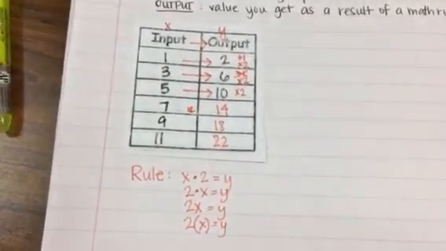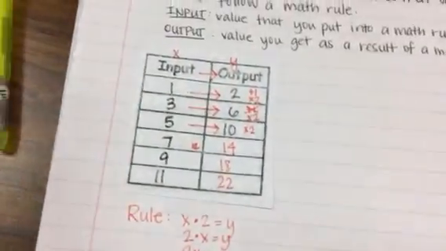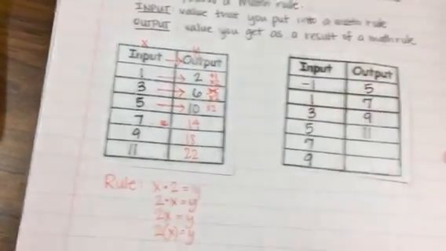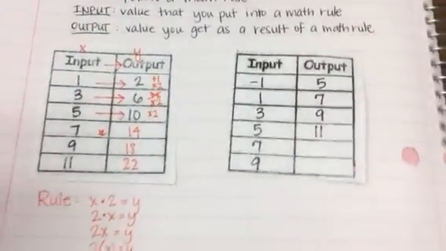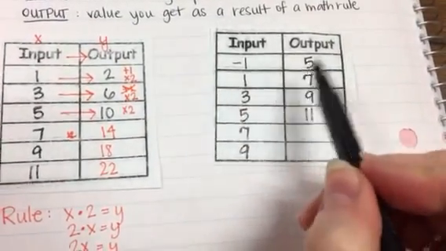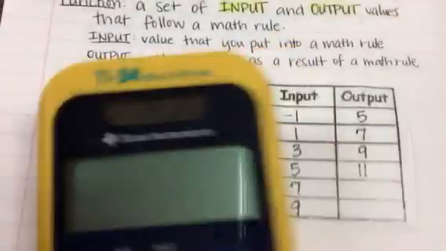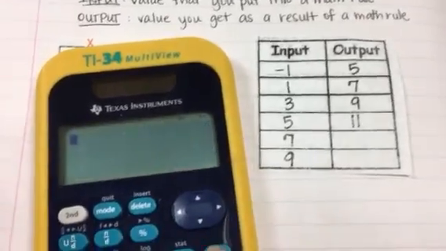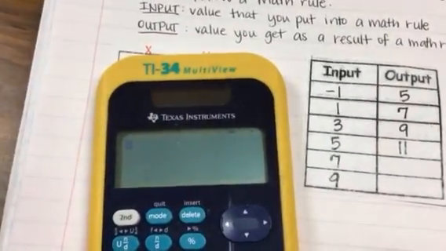Okay, we're going to do a different one now. So if you will find the one that looks like this. So now we have to figure out how do we get from -1 to 5. And this is where your calculator comes into play. So how can I get from -1 to 5?